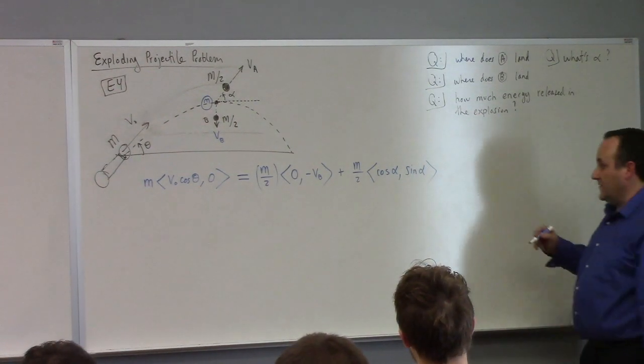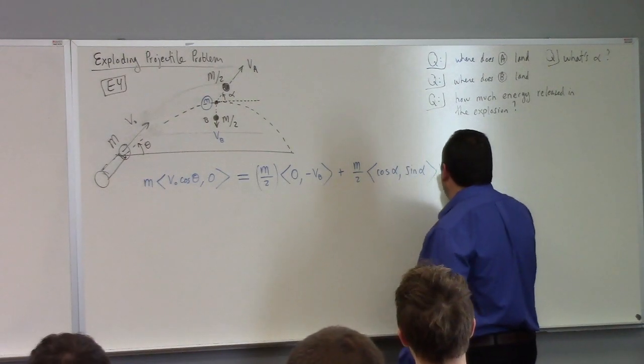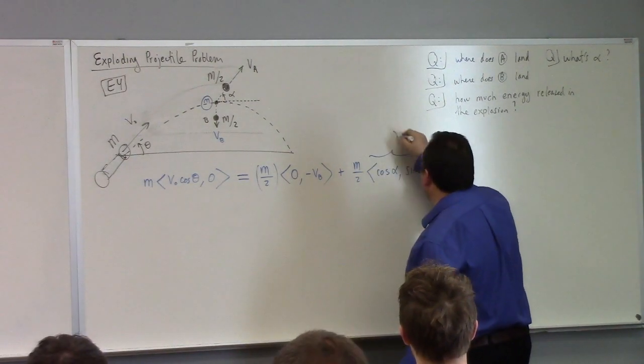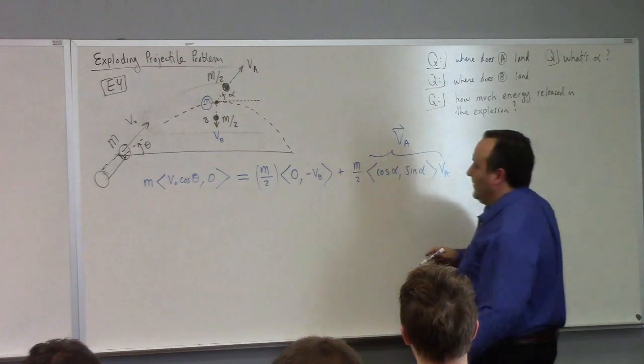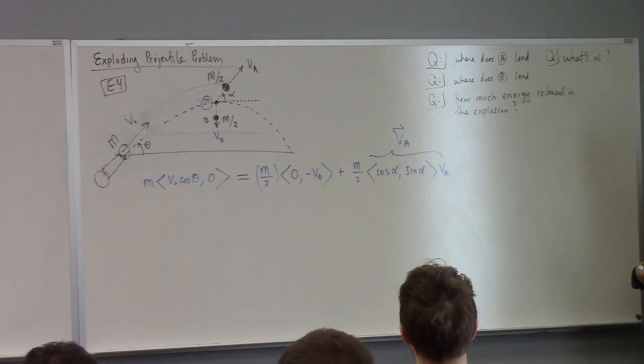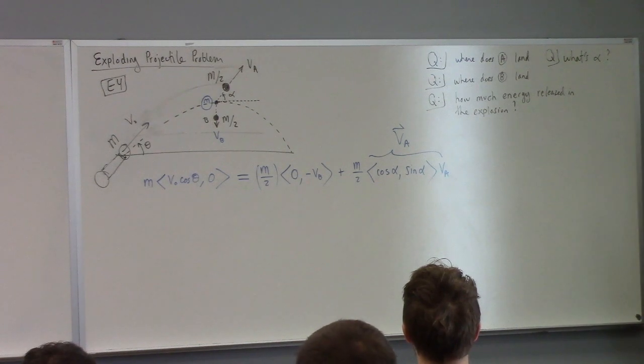Yes, times VA, very good. So that altogether is the A velocity, right? Right after the explosion, labeling the fragment which flies up as the A part. And that's conservation of momentum before and after the explosion.